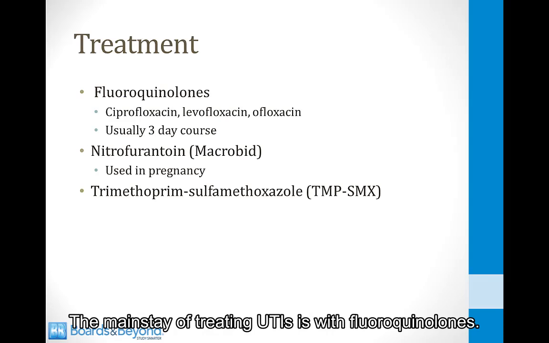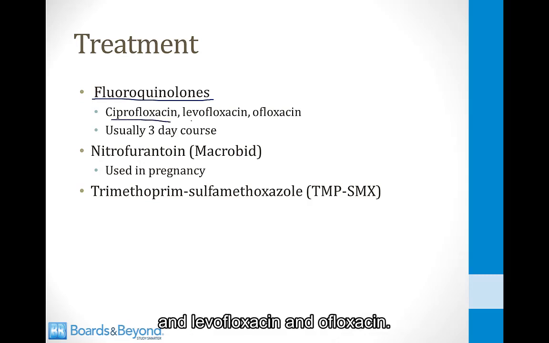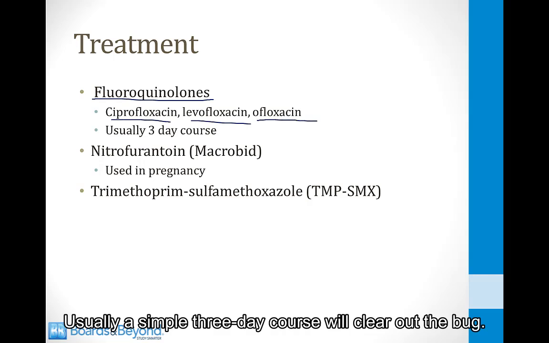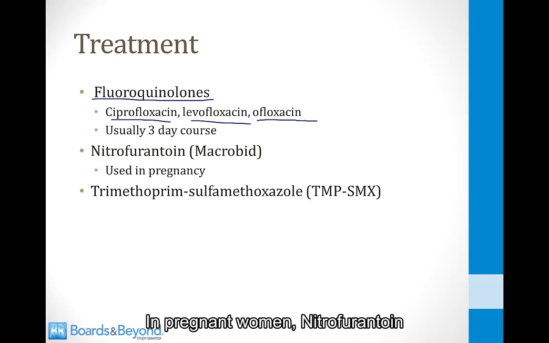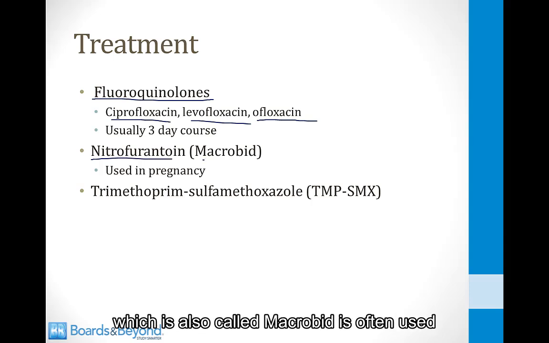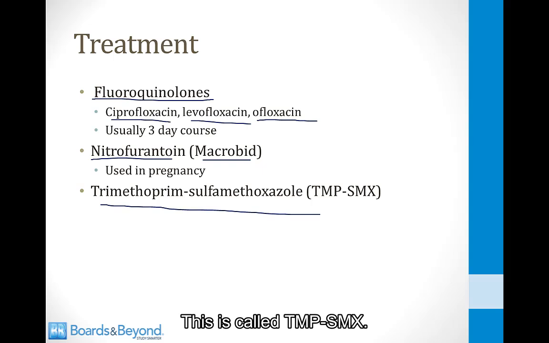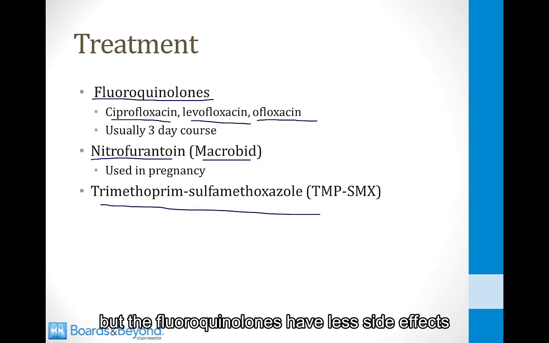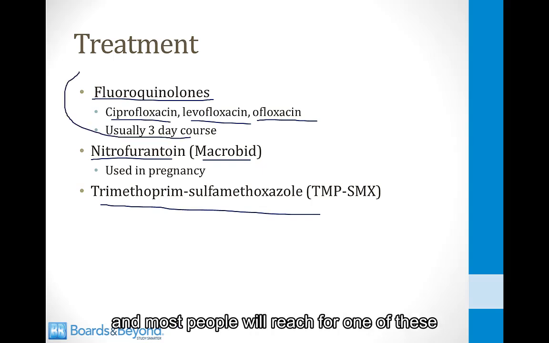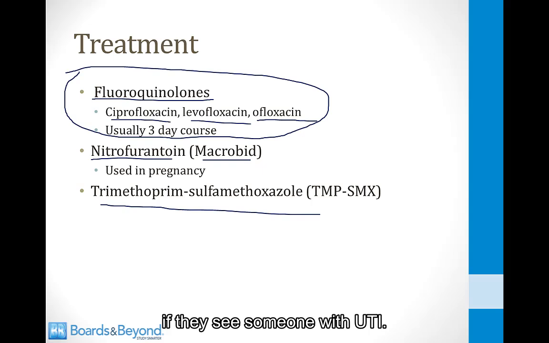The mainstay of treating UTIs is with fluoroquinolones. So these are antibiotics like ciprofloxacin, levofloxacin, and ofloxacin. Usually a simple 3-day course will clear out the bug. In pregnant women, nitrofurantoin, which is also called Macrobid, is often used because it's safe in pregnancy. And then another drug you can use is trimethoprim-sulfamethoxazole. This is called TMP-SMX. This used to be used a lot before fluoroquinolones came along, but the fluoroquinolones have fewer side effects, and most people will reach for one of these if they see someone with a UTI.